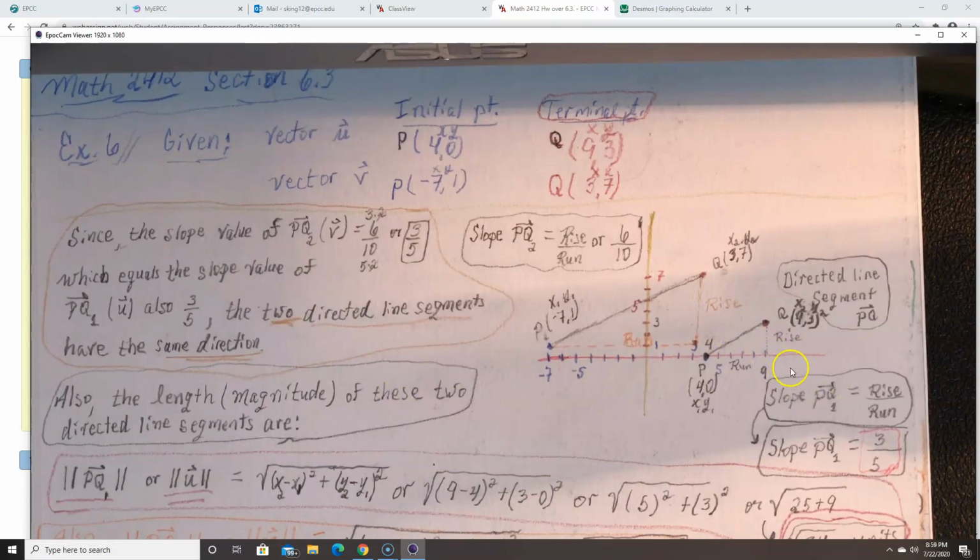Well, if this is at y equals 0, which it is, and this is at y equals 3, which it is, well then this must be 3 units. It's also called the rise.